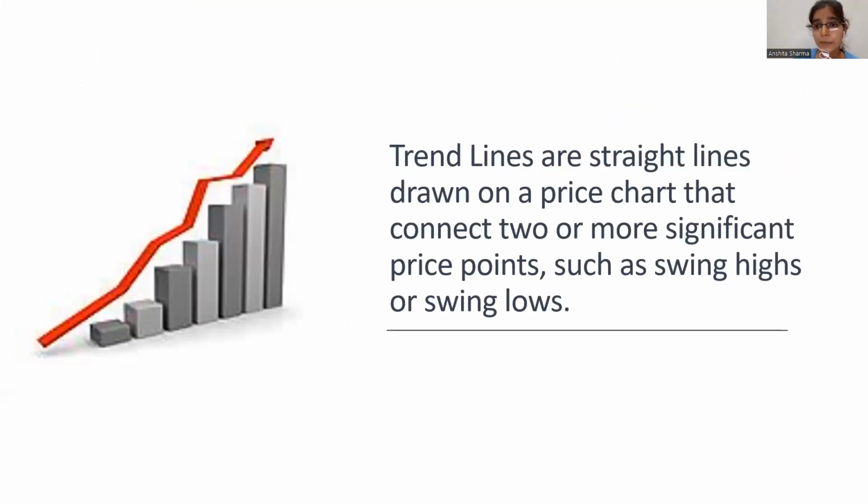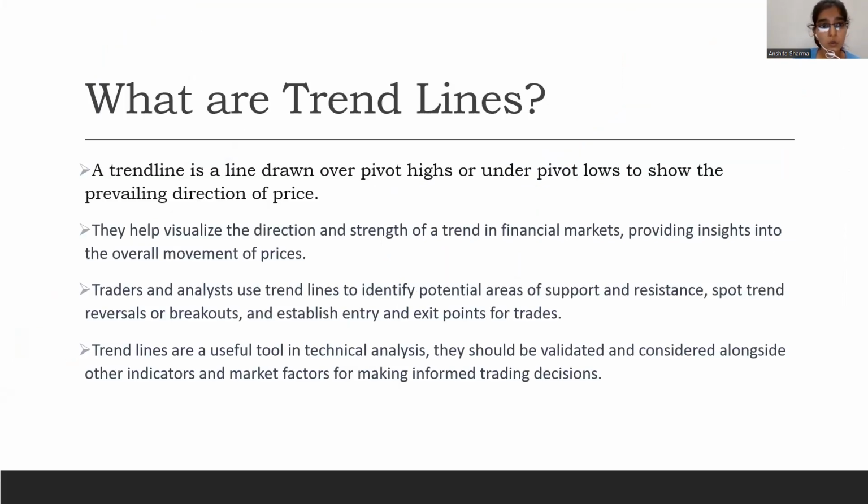So trend lines are basically straight lines drawn on a price chart. In the previous session, we saw the candlestick pattern, which helps us know the price of a particular share in the market. We usually draw these trend lines on a price chart connecting the most significant price points, such as swing highs or swing lows. Now let's take a deep dive into what it actually is.